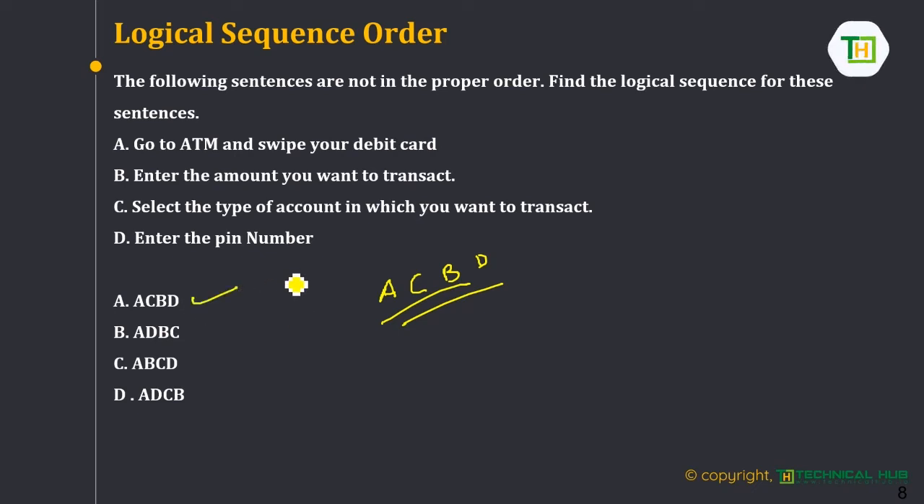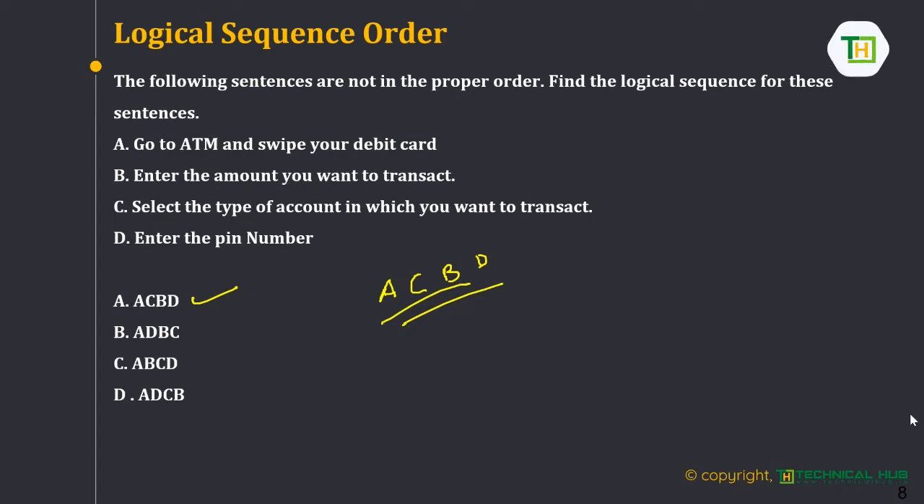Okay, so this is the order. Logical sequence order means meaningful order. Move on to the next one. How many students gave the correct order? Check your Q&A report. A C B D is the right answer.